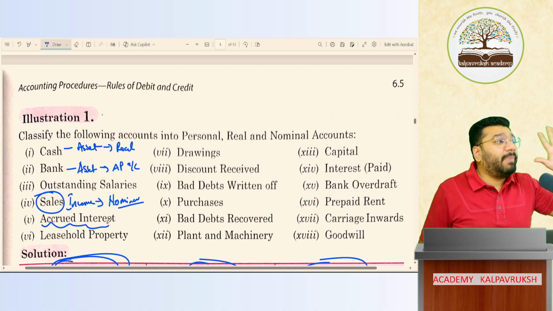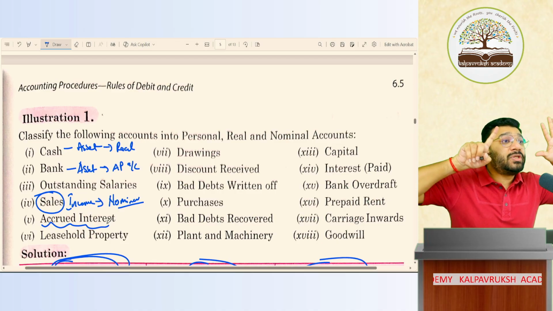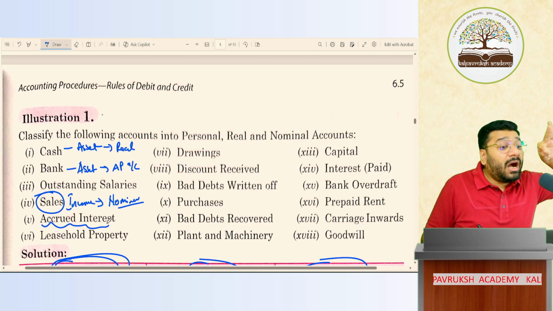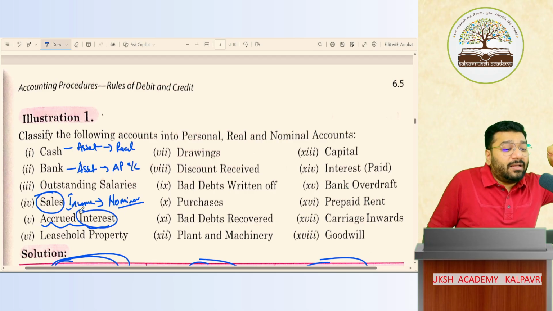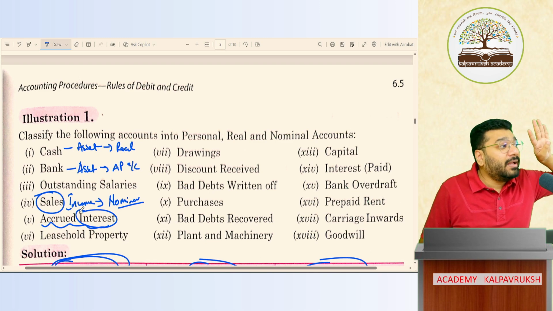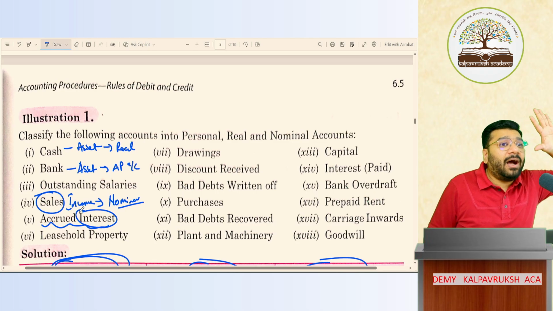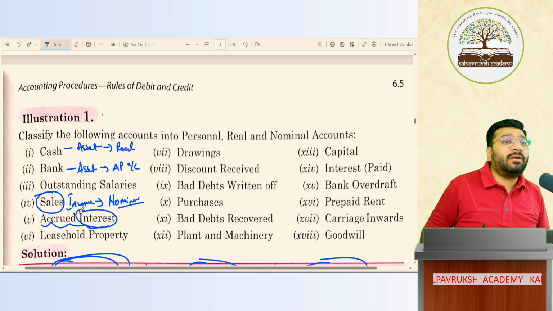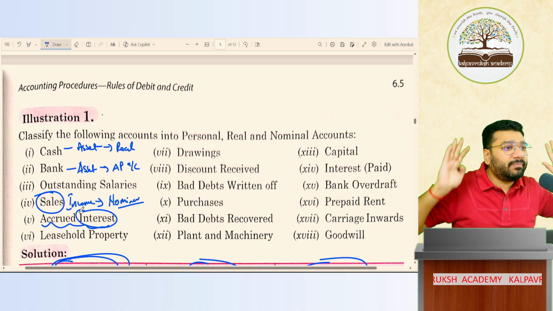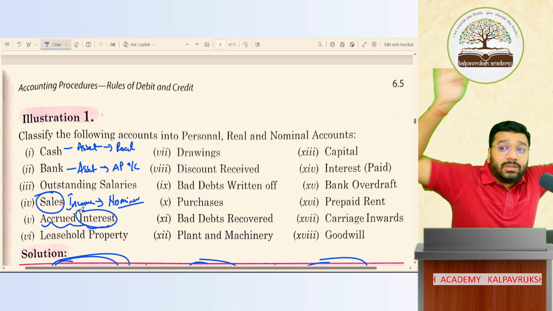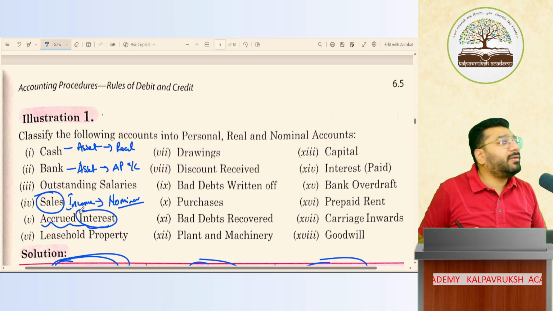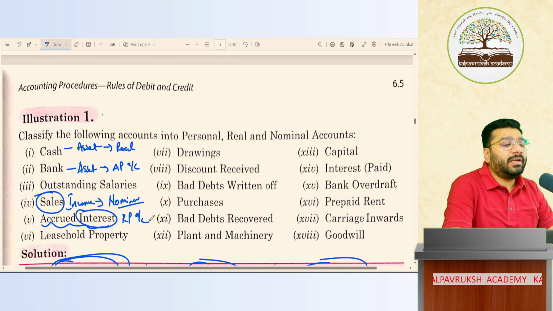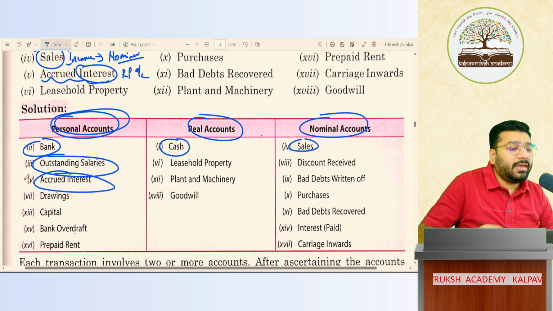Accrued interest. I told you to buy it as of now. 6 categories will come under representative: outstanding expenses, prepaid expenses, accrued income, interest income accrued, unearned income, and so on. This 6 alone you buy as of now. As and when I discuss the concept in future, logic will automatically set in your mind. It is too early to discuss all the logic. When the right time comes, logic will be discussed. As of now, accrued interest is a representative personal account. Okay, not okay.